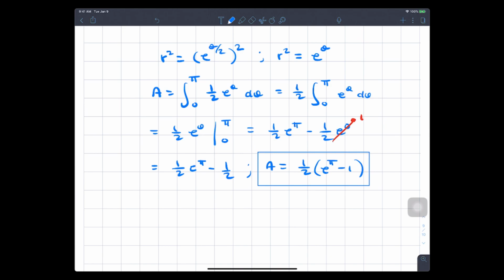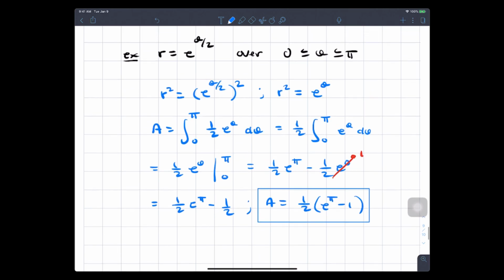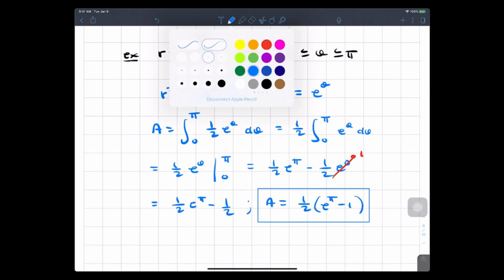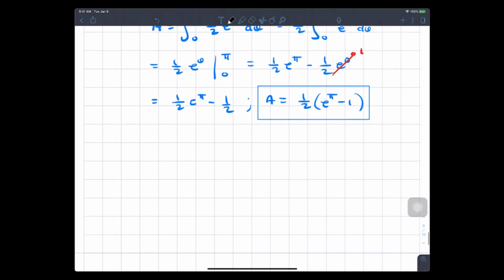So here you go. Here's your first area type question, ladies and gentlemen. That was pretty fun. Remember, we need to know how to integrate. And that was the first curve. So let's look at another curve.